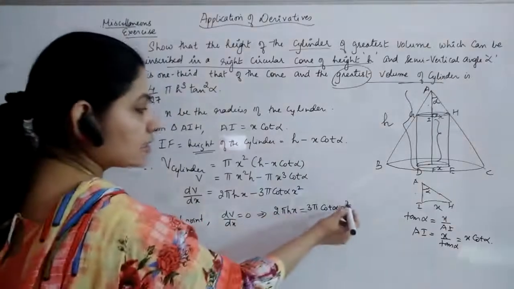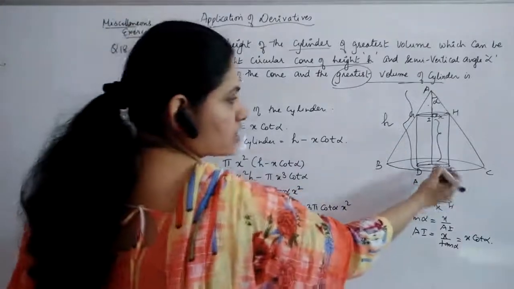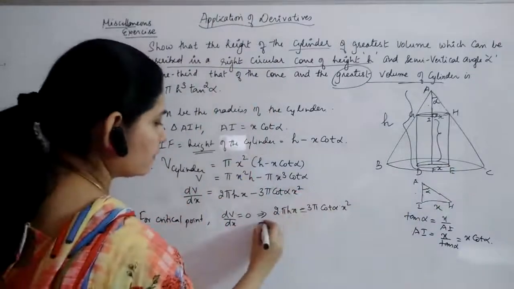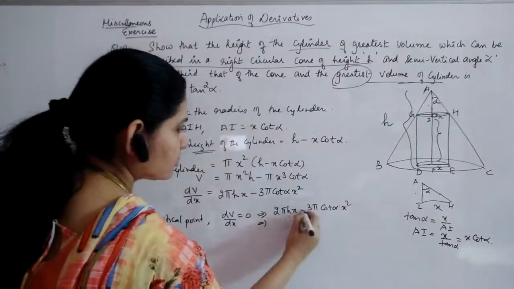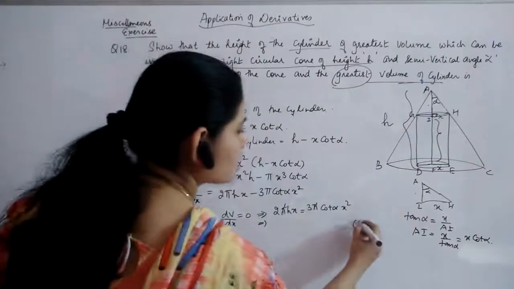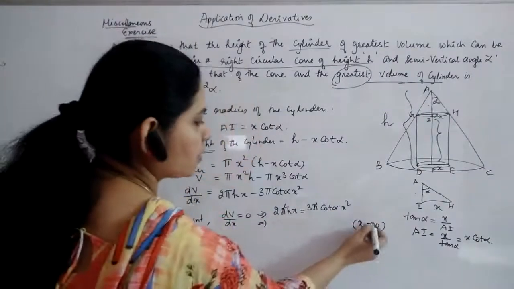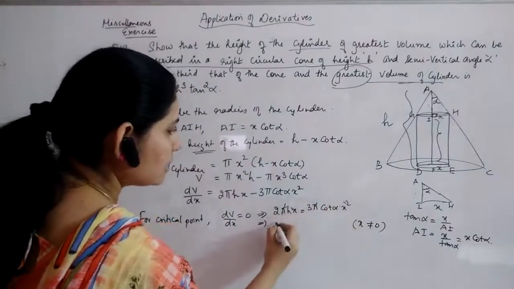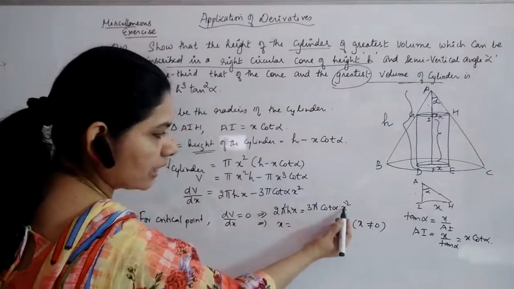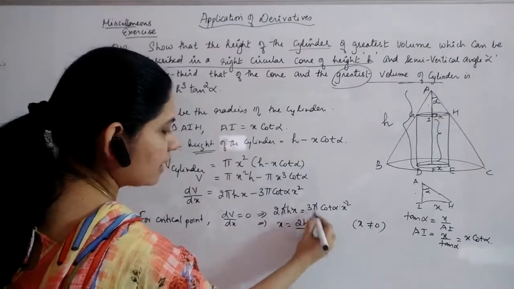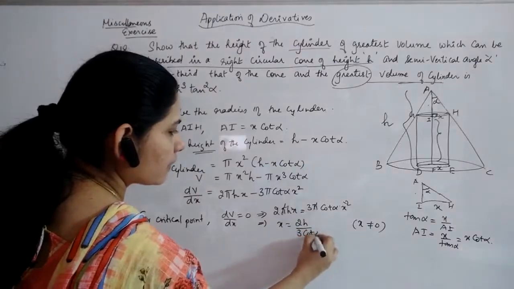Now again, since x cannot be 0 because it is the radius of the cylinder, you can neglect that value of x as 0. So here pi will get cancelled. I am just cancelling x because x cannot be 0. So here this x and this x will go, and you will get x equal to, one x is here, remaining is a constant, so you will get 2h by 3 cot alpha.